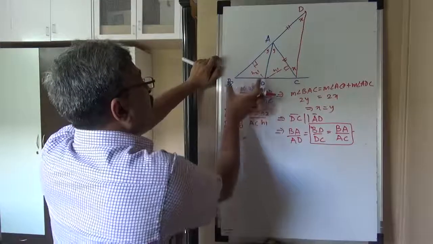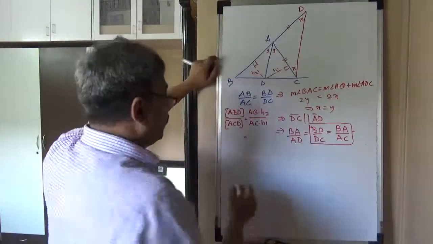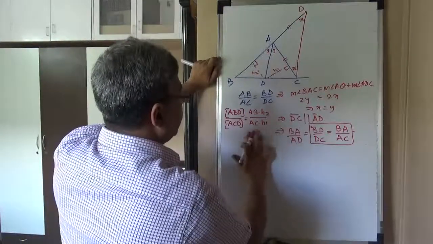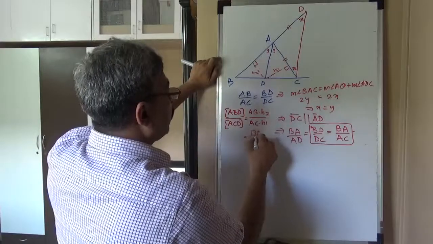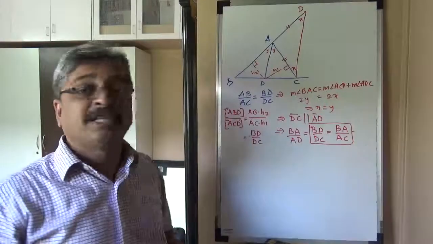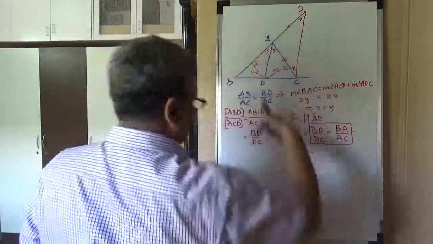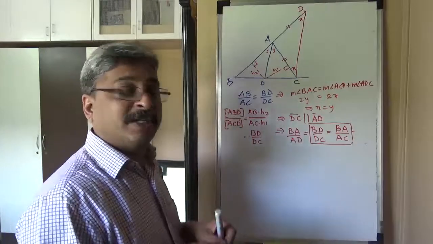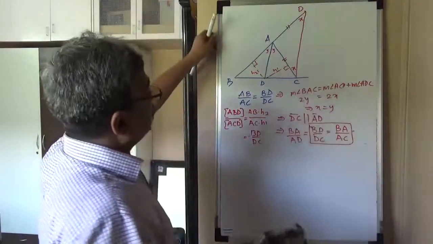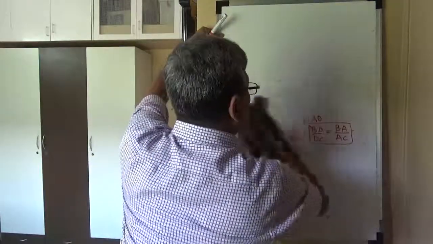But if I consider BD and DC, then there will be one height which will be common. We know that it is BD upon DC, collinear base, common vertex. So these are three different ways of proving this theorem when it comes to the internal angle bisector. And the last thing in today's lecture is the external angle bisector, which is again similar to this. Let us look at that proof also.